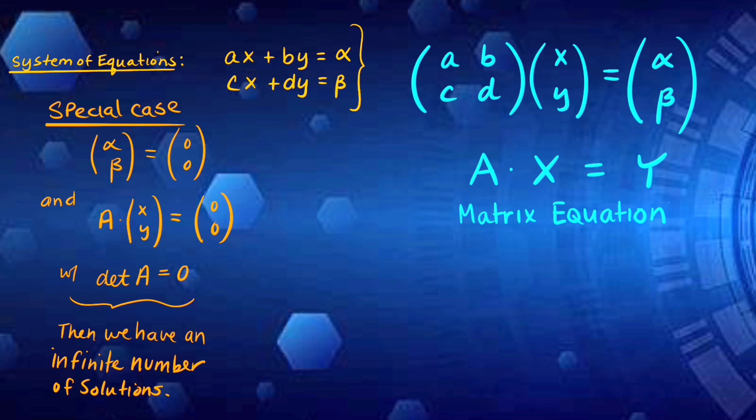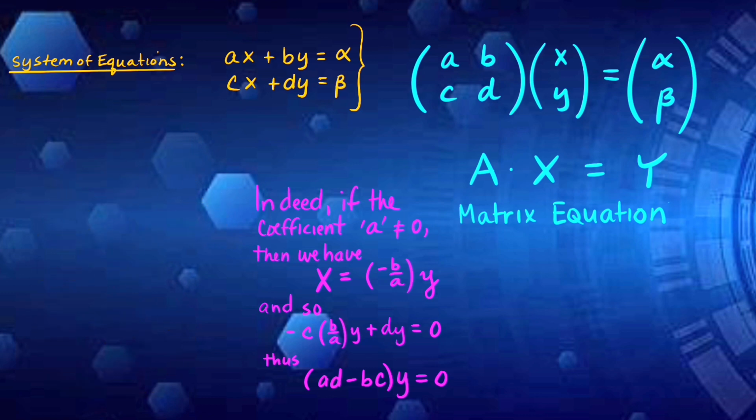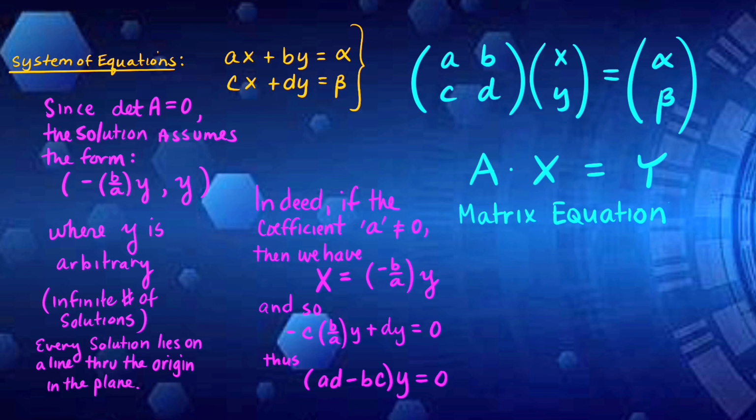Now indeed, if the coefficient lowercase a of matrix A is non-zero, then we have x is equal to negative b over a times y. And so substituting that back into the second equation gives us AD minus BC times y is equal to 0. So since the determinant of A is equal to 0, the solutions of the equation assume the form where the x component is negative b over a times y, and the y component is arbitrary. This says that every solution lies on a straight line through the origin in the plane.